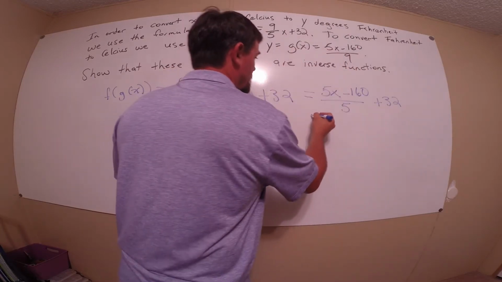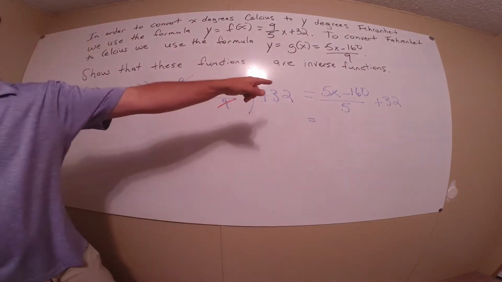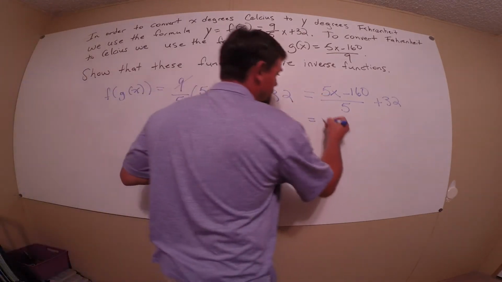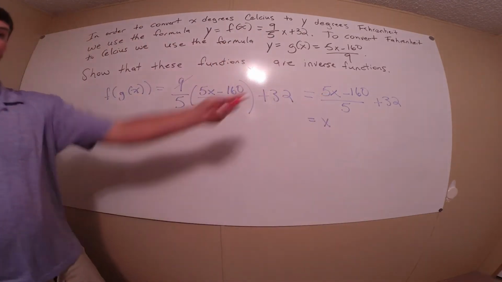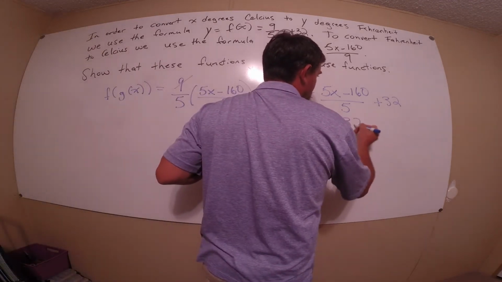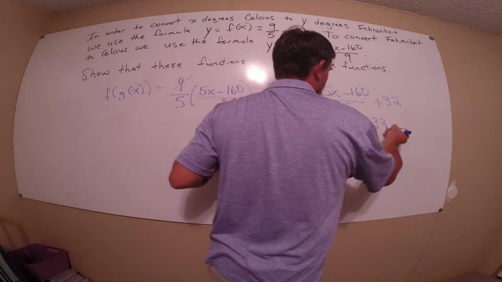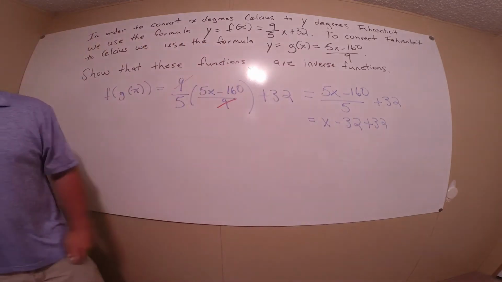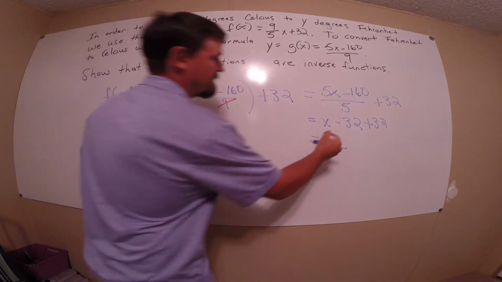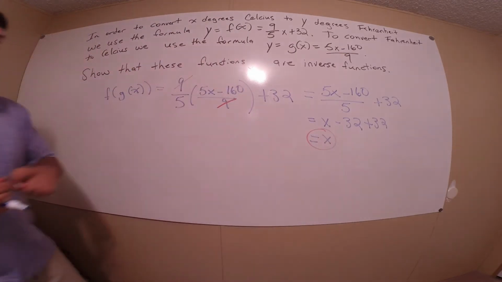Okay? We need to distribute this 5 here. 5 divided by 5 is just 1. Leaves me with an x. 160 divided by 5 is negative 32. Negative 32 plus 32, 0. I wind up with x, which is exactly what I wanted.